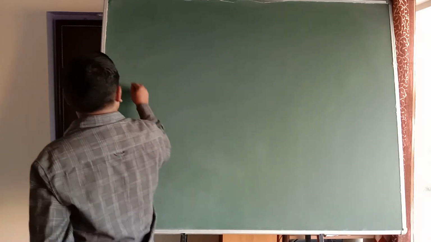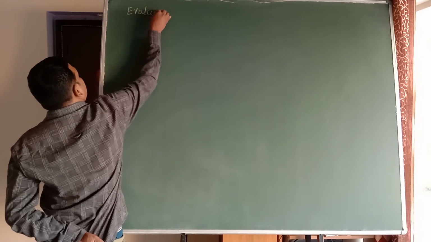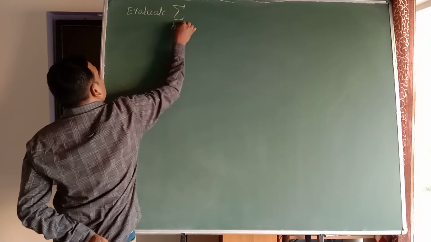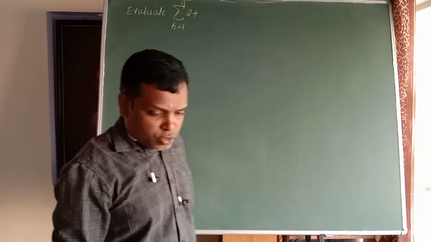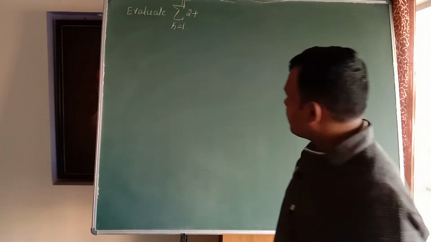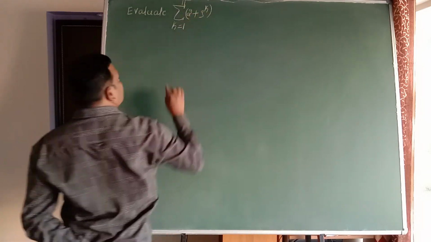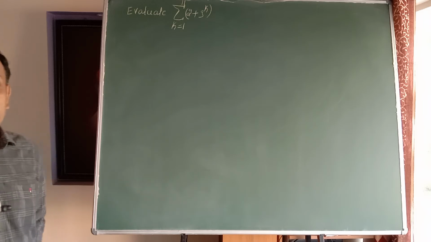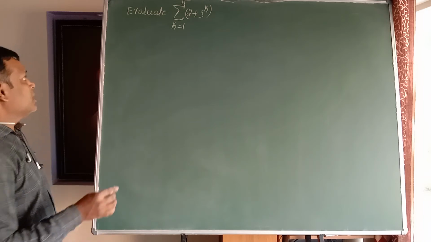The question is, evaluate sigma k is equal to 1 to 11, 2 plus 3 power k. We have to find out this value. Which value here? Summation, that means sigma k is equal to 1 to k is equal to 11, 2 plus 3 power k. Now look at me.